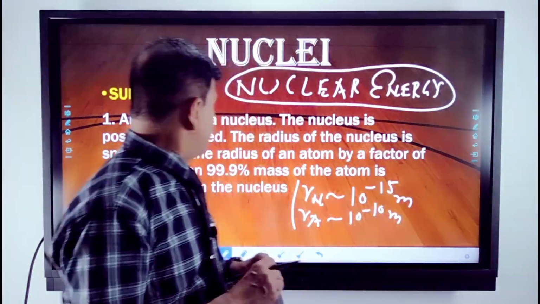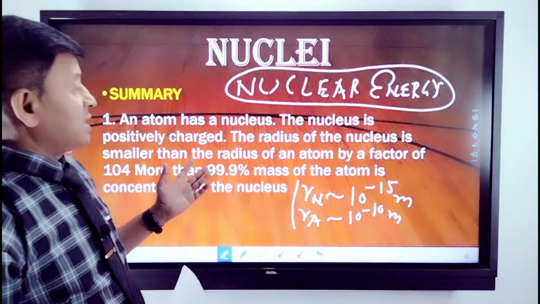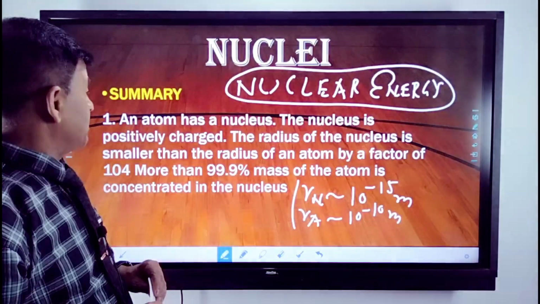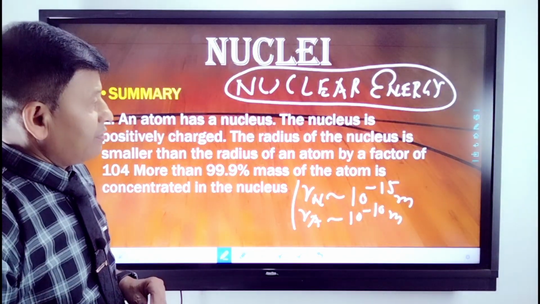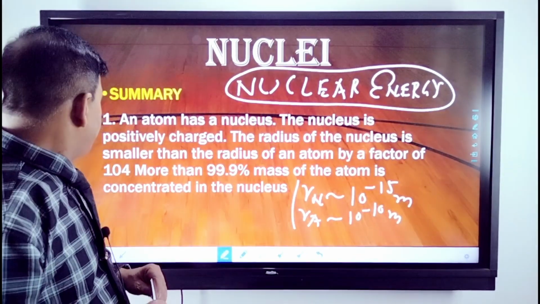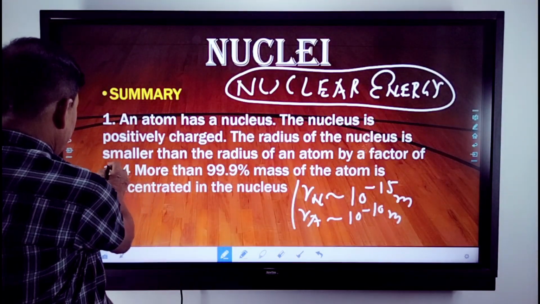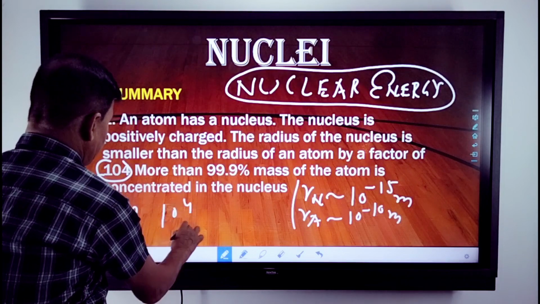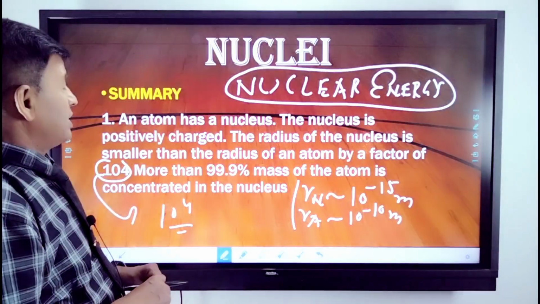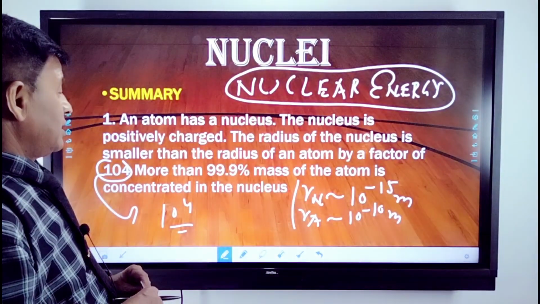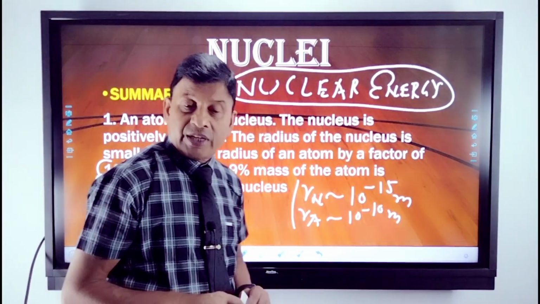अब यहाँ पे देखें आप, the same thing is there. Atom has a nucleus. The nucleus is positively charged. The radius of the nucleus is smaller than the radius of an atom by a factor of course 10 to the power 4, right? More than 99.9% of the mass of the atom is concentrated in the nucleus, right?